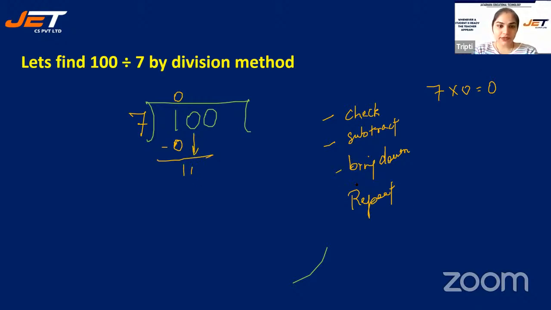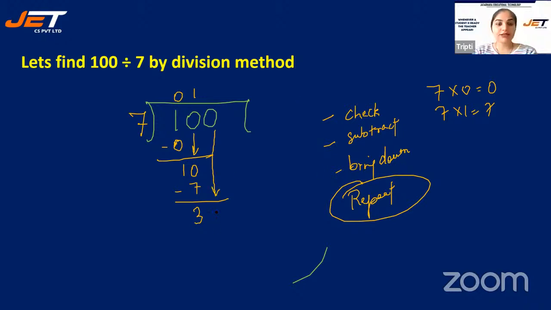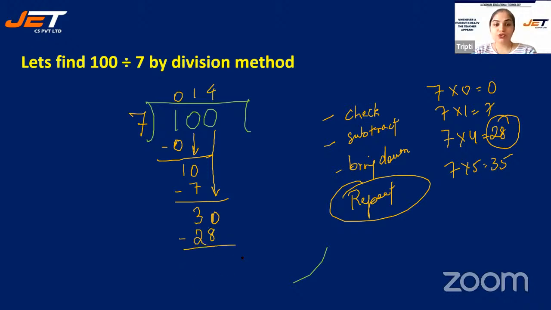Bringing down 0. Now this has become 10. I will repeat now. Do I see 10 in the table of 7? No. Less than 10 is 7 times 1 is 7. Now 10 minus 7 is 3. I subtracted. I will bring down the next number now. That is 0. Now this has become 30. Do you see 30 in the table of 7? No. 7 times 4 is 28. 7 times 5 is 35. I will take 28 because that is less than 30. So 7 times 4 is 28. 2 remainder. And 14, the quotient.